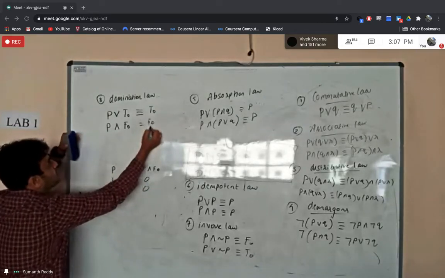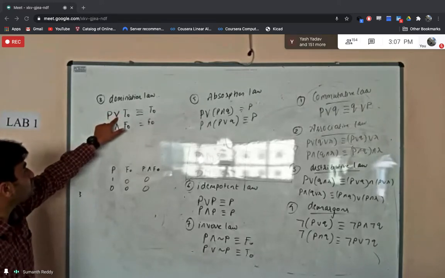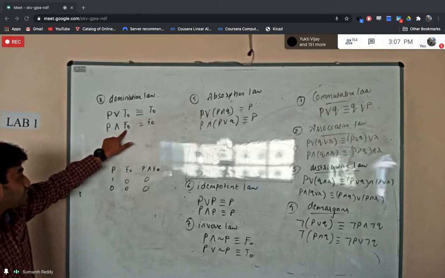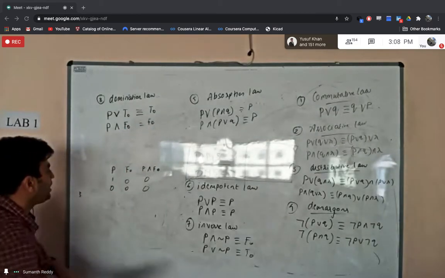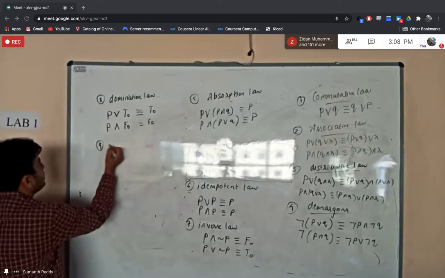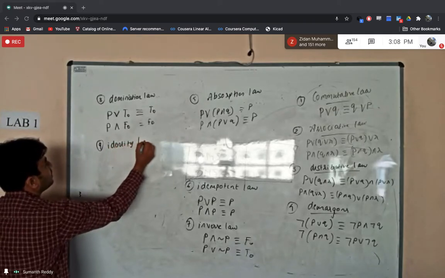Okay. So irrespective of the proposition, whatever the proposition, if you perform the disjunction with a tautology, you will always get a tautology. And if you perform the conjunction with a contradiction, you will always get a contradiction. Okay, so this is according to the domination law. And after this, you have one last important law, that is the identity law.